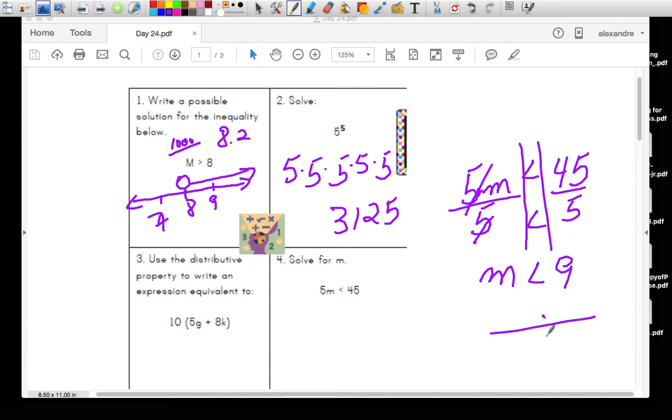So our solution, if we want to graph that, here's our 9, 8, 10. The circle is not shaded, and m has to be less than 9, so it has to be numbers on this side. So any number to the left satisfies that condition.